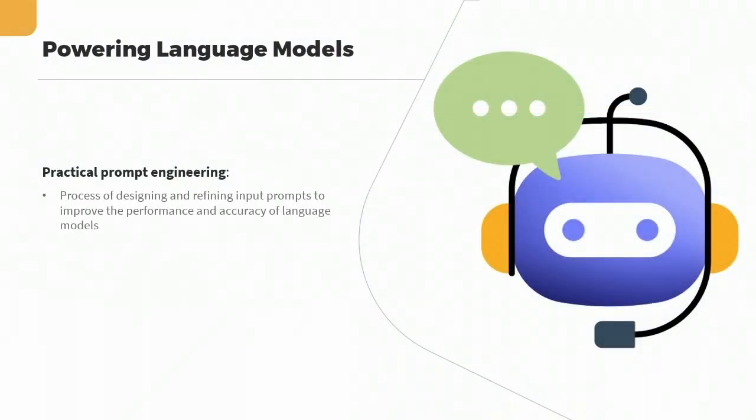Practical prompt engineering refers to the process of designing and refining the input prompts that are used to generate responses from language models. This involves careful consideration of factors such as the length, specificity, and relevance of the prompts, as well as the use of techniques such as prompt tuning and data augmentation to improve the performance and accuracy of the models. Practical prompt engineering is essential for achieving high-quality results from language models and is a critical component of many natural language processing applications, including chatbots, virtual assistants, and language translation systems.